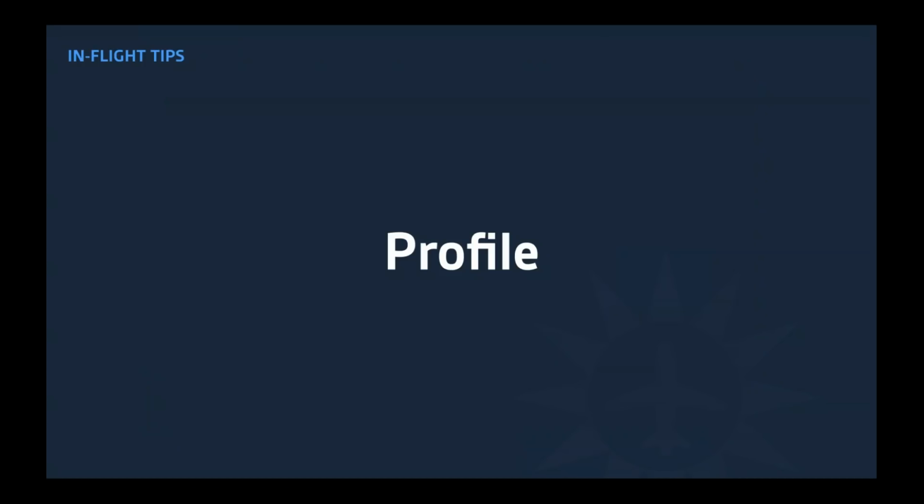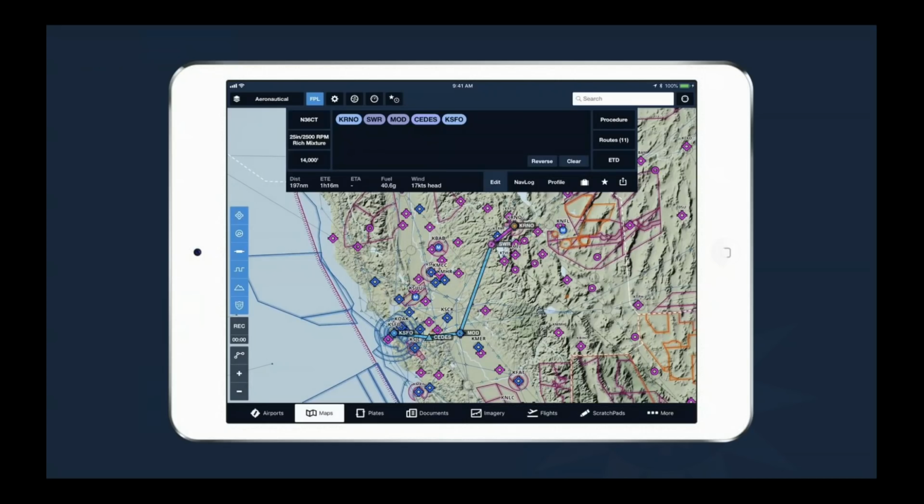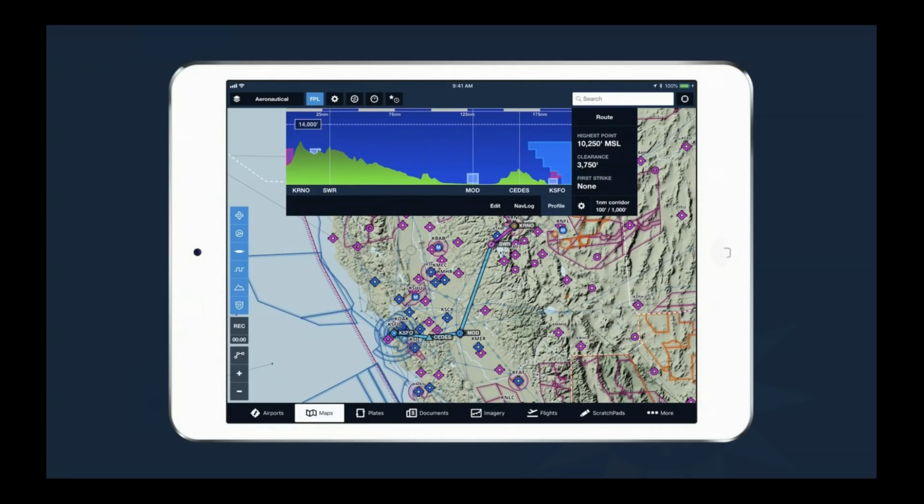The next feature I want to talk about is Profile. This is a feature that's been in the application for a little while now, but has some interesting interaction capabilities that I think a lot of customers might not be aware of. So the Profile view is in the Maps flight plan drawer. We're on the Edit tab now, but if I tap on the Profile view, I get a profile, and this shows me terrain and airspace along my route.